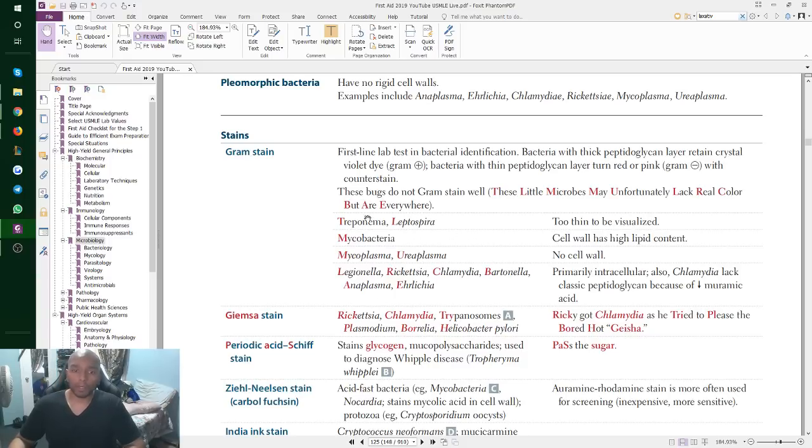The only way to really memorize these guys is to spend time actually identifying each one on its own. Learn what they look like, learn what they do, and then you'll realize that there's no way you can gram stain it. Like Treponema and Leptospira are both actually visualized with electron microscopy. They're extremely tiny, so you know they're not going to gram stain.